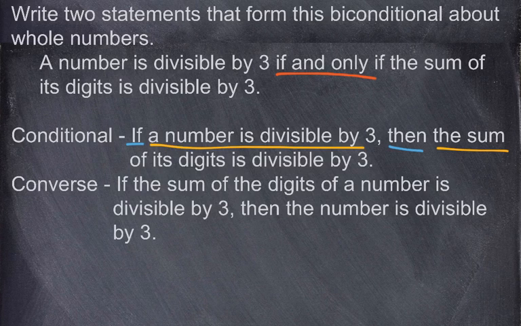Okay? But this is how we break up a biconditional into two separate statements. A conditional and its converse. And again, both must be true in order for the biconditional to work. Okay, let's move on.